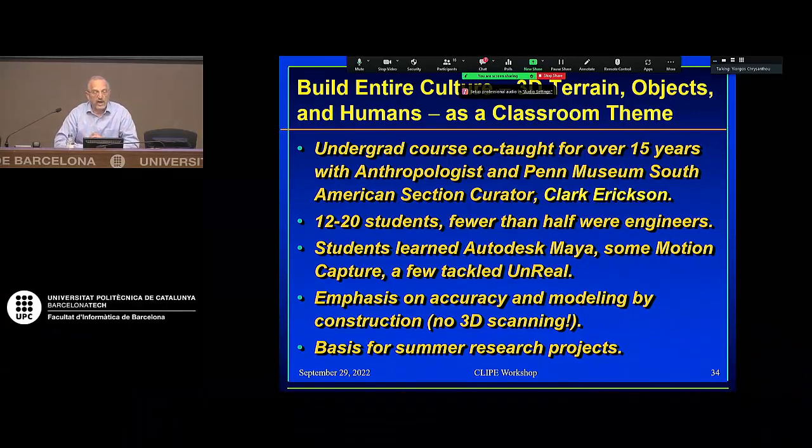And Clark was actually the curator of the South American section in the Penn University Museum. So for about 15 years, we taught a course with undergraduates, many of whom were freshmen. Often fewer than half were engineers. And we actually taught them to model in Maya, and some learned to do motion capture, and a few even tackled Unreal.